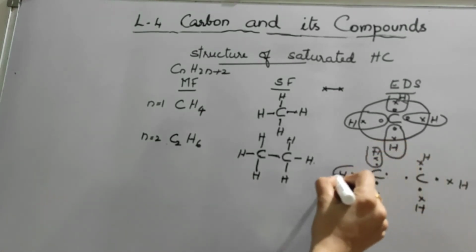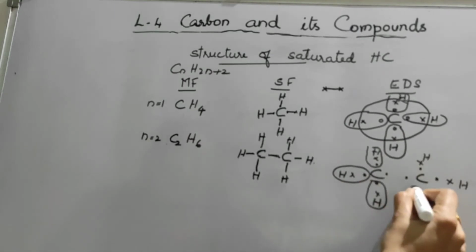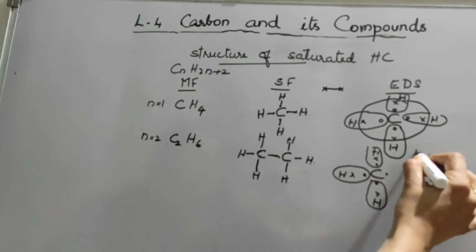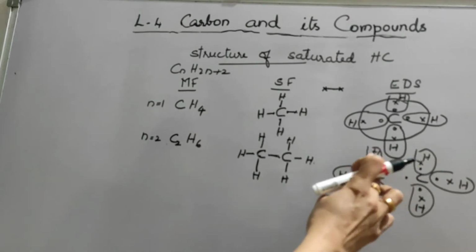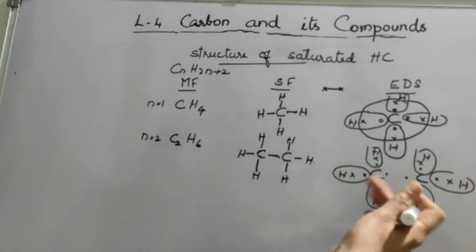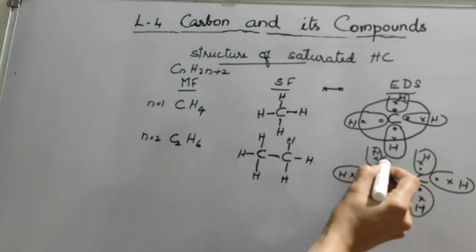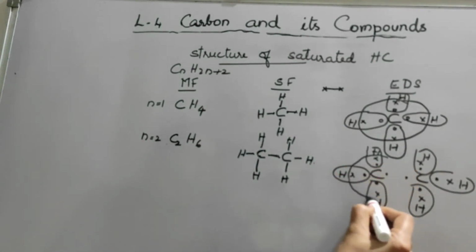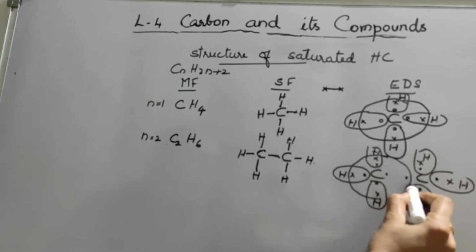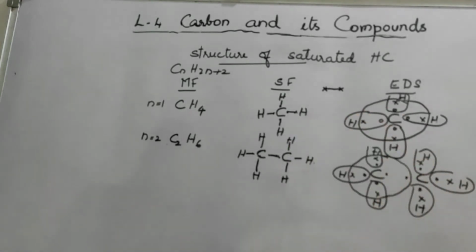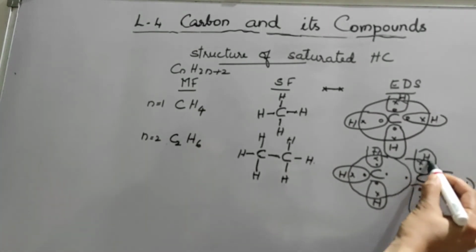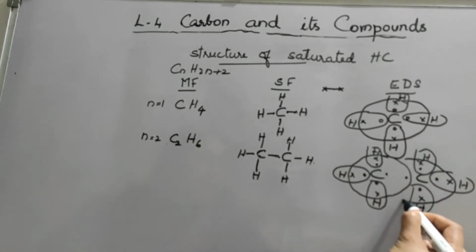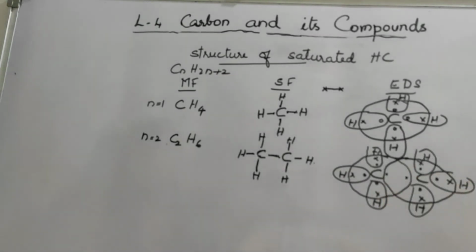Now the hydrogens are sharing one electron each, so they get 2. Hydrogen shared. And look now, carbon shares all these electrons from the hydrogens and another electron, so it completes the octet structure. Look: 1, 2, 3, 4, 5, 6, and look at this carbon, 7, 8. This carbon shared another carbon's electron also, that's why they form a shared bond. And look here, the second carbon: 1, 2, 3, 4, 5, 6, 7, 8. This is the bond formation.